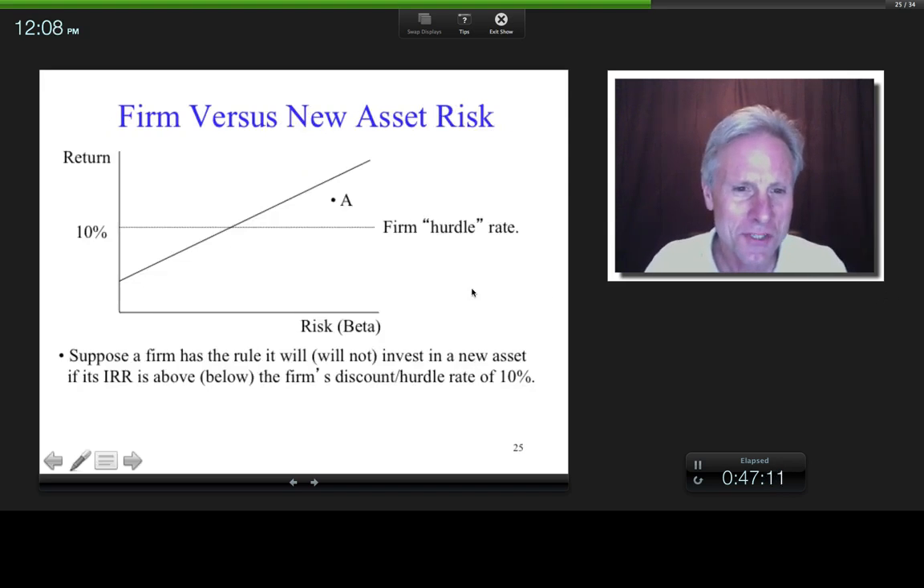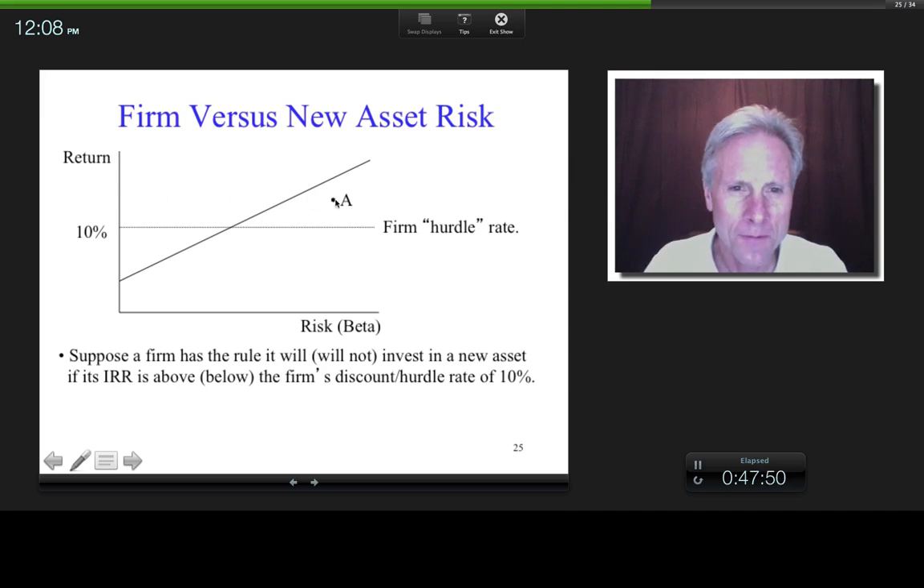Okay, so let's say here's risk, which we've now seen from lecture number 5, that beta is the appropriate way of measuring this risk. And so let's say that the higher the risk of the project, the higher the required return. Now imagine this 10% here is the firm's hurdle rate. So here we have project A, and is project A higher or lower than the hurdle rate?